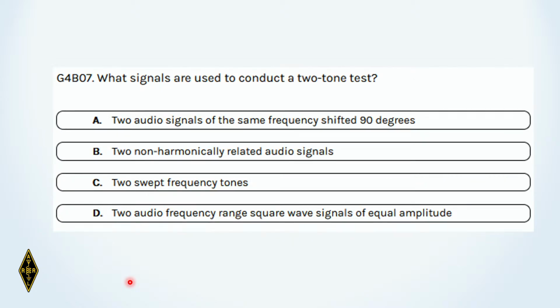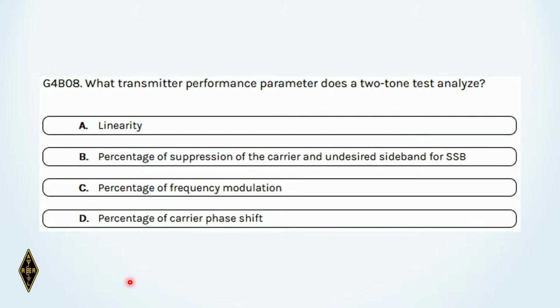And what signals are used to conduct a two-tone test? It is Bravo. Two non-harmonically related audio signals. And what transmitter performance parameter does a two-tone test analyze? Not Bravo. Alpha. Linearity. It's a linearity test, yes.